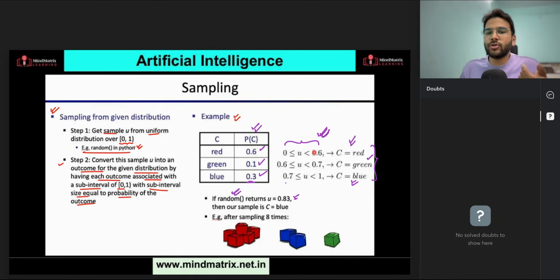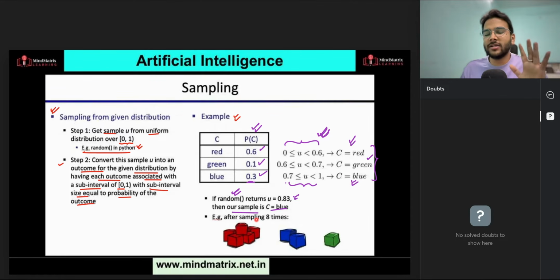Now this is the distribution that we are going to use, and this u is 0.83, so we can say that it lies between this range, 0.7 to 1. So definitely our sample is blue here. So this is just an example of how we do sampling.